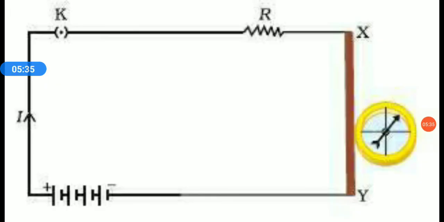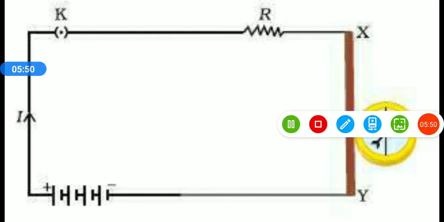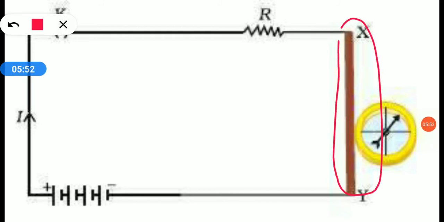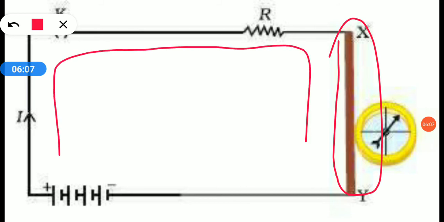See this picture. In 1820, Hans Christian Ørsted, a Danish professor of physics, was delivering a lecture on electricity to show how an electric current heated a wire. Here, a wire of length XY is given. This is your wire. So it's a complete circuit. Here it is connected with the battery, positive with the positive and negative with the negative terminal. Current is flowing through this wire, and here there's a key and a resistance.